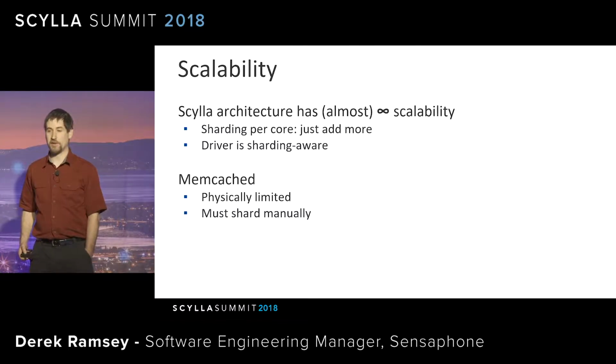The Scylla architecture itself is almost infinitely scalable because, due to the shard-per-core design, you can just keep throwing new cores and new machines at it, and it's perfectly happy to scale up. And with the driver being shard aware, it will automatically route traffic to the appropriate location. By contrast, Memcached is physically limited, and if you really need to shard, you've got to do it manually or with some third-party software. So this is not ideal.